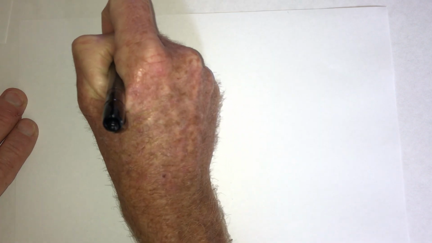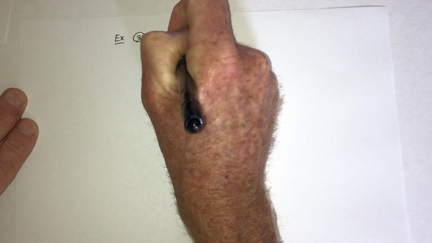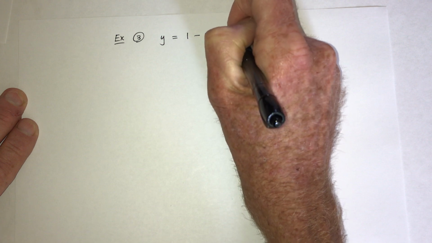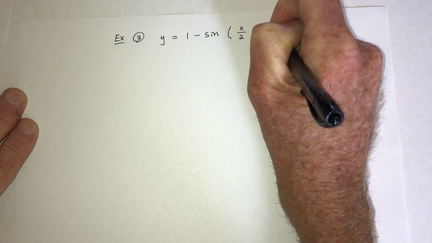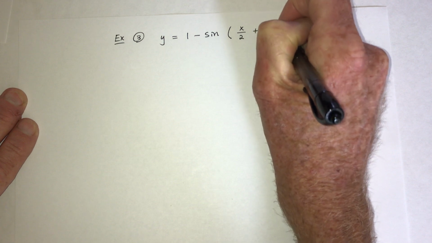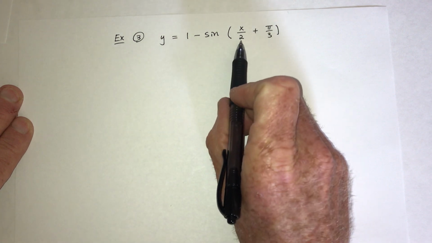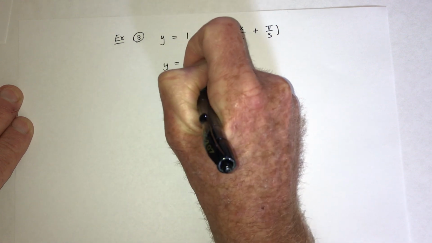Then on to example number 3. How about y equals 1 minus sine, and then it's x over 2 plus pi over 3. This has a 1/2 that's being multiplied with the x. So I need to factor that out. That is the first thing.